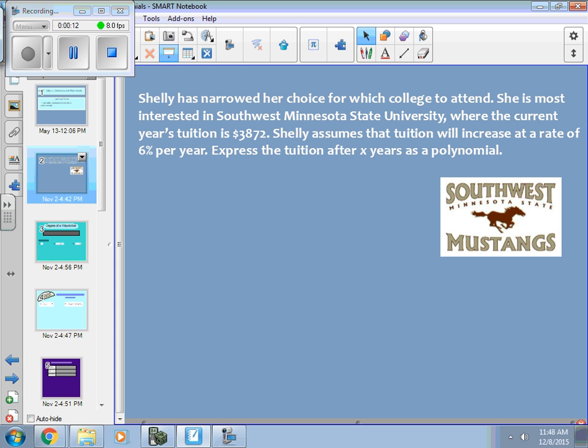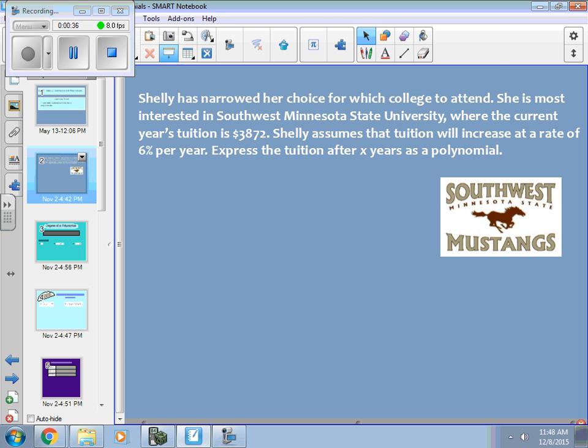All right, so this first one on your note sheet says, Shelly has narrowed her choice for which college to attend. She's most interested in Southwest Minnesota State University, where the current year's tuition is $3,872. Shelly assumes that tuition will increase at a rate of 6% per year. Express the tuition after X years as a polynomial.